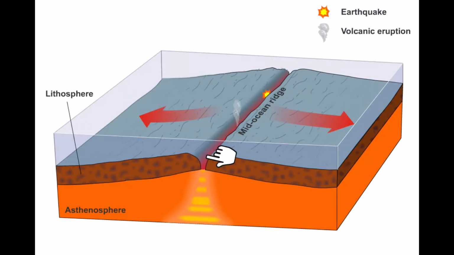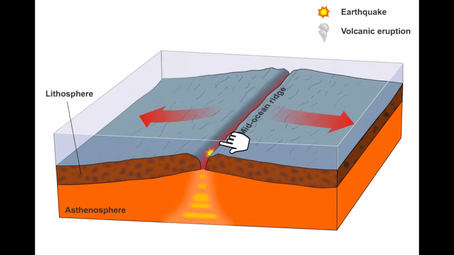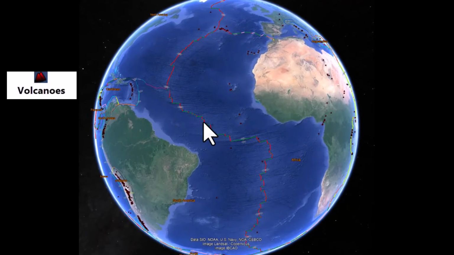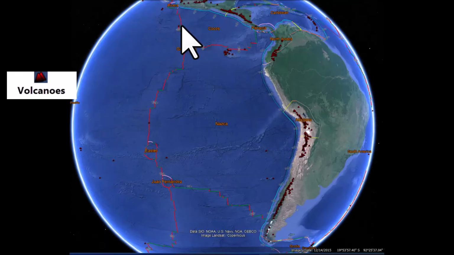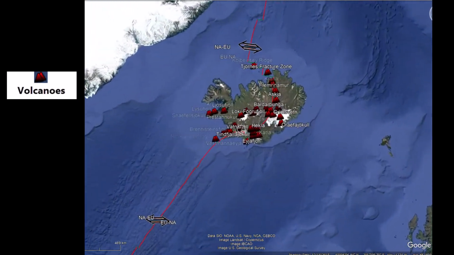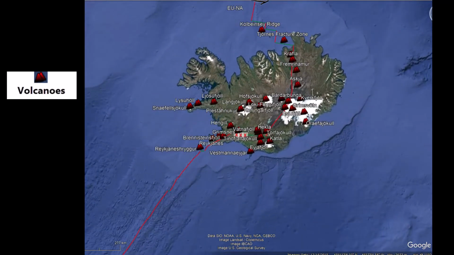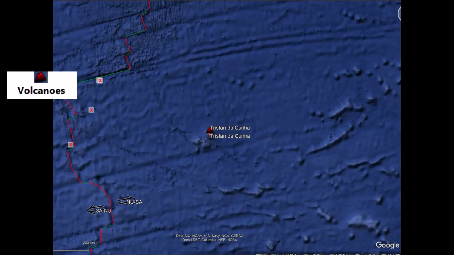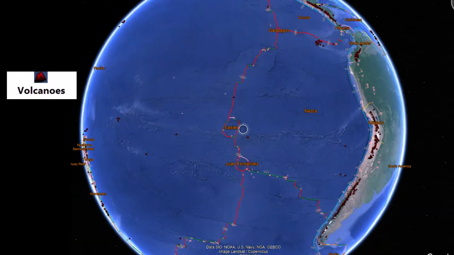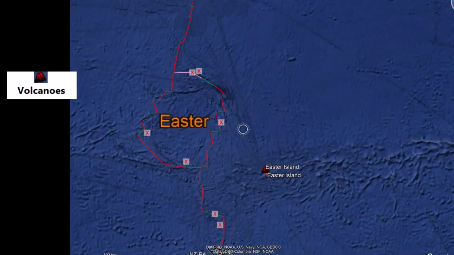Divergent or constructive margins are often marked by ocean ridges, for example, the Mid-Atlantic Ridge and the East Pacific Rise. The rising magma forms submarine volcanoes, which in time may grow above sea level. For example, Iceland, Tristan da Cunha and Ascension Island on the Mid-Atlantic Ridge and Easter Island on the East Pacific Rise.